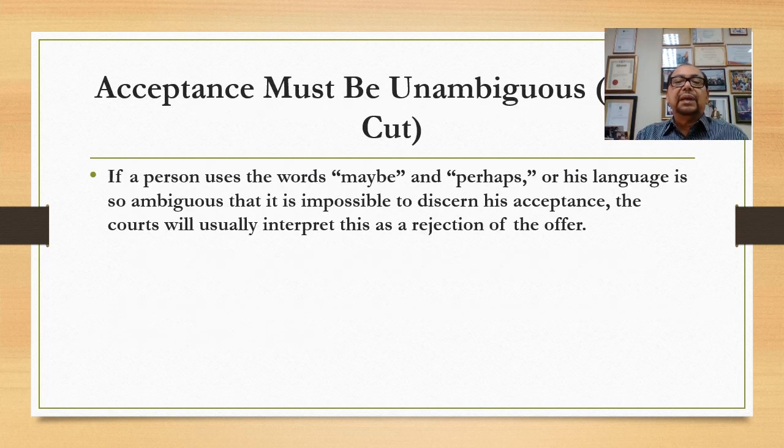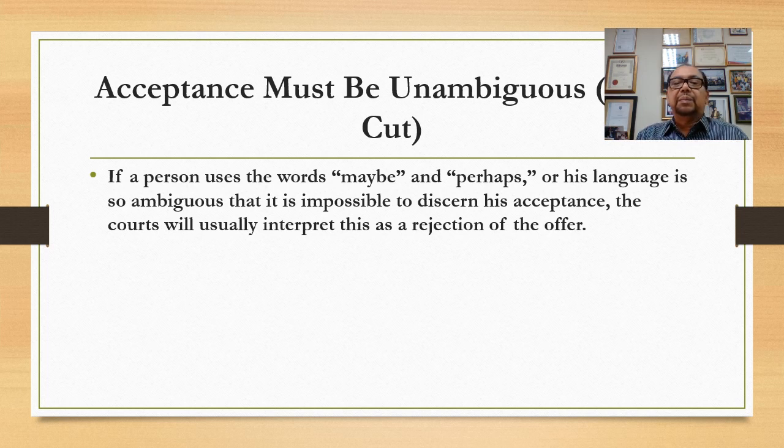Acceptance must be clear cut lah. Unambiguous, the meaning is clear cut. So again, when you accept, you must accept what they offer. You cannot give another condition or something like that. It becomes not clear cut, and then your acceptance is not valid. That's what we're trying to say here. Simple as that. You cannot use the word perhaps.